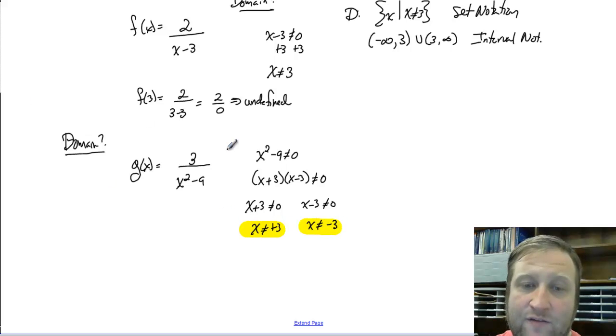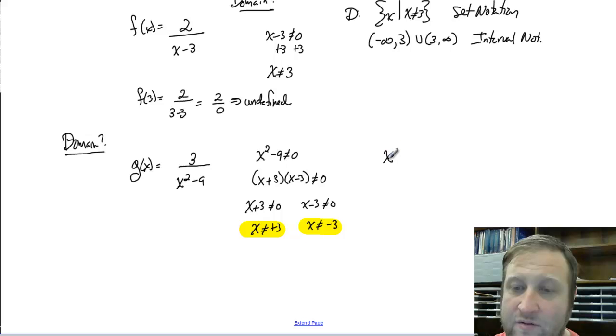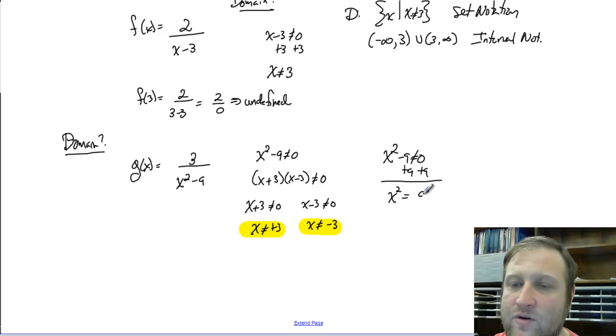If you didn't want to factor it, you could also solve by adding 9 on both sides. So we'd have x squared cannot equal a value of 9. But remember, when I take the square root, solving for the value of x, I know that I would have to get 2 solutions. So x cannot equal plus or minus 3.